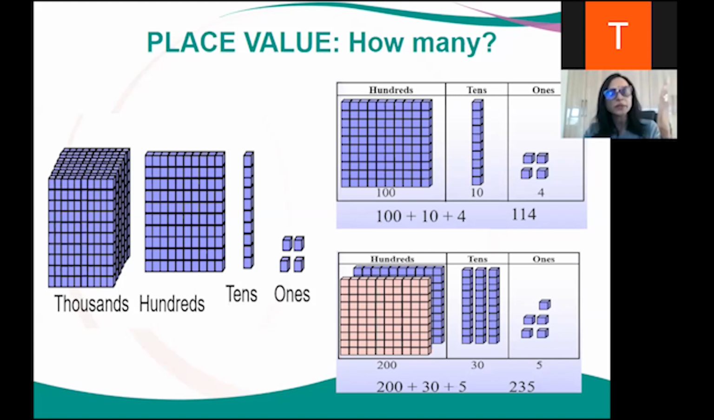On the extreme left, you will see the 1,000 block, and next you will see the 100 block, and next the 10 block, and then the units. Let us look at this example: 100s, 10s, and 1s. One block is equal to 100, one 10 rod is equal to 10, and one block of 4 little units is equal to 4. If you add all this up, it gives you 114. The one at the bottom is 200 and 3 rods, which gives you 30, and 5 units, which makes 235.